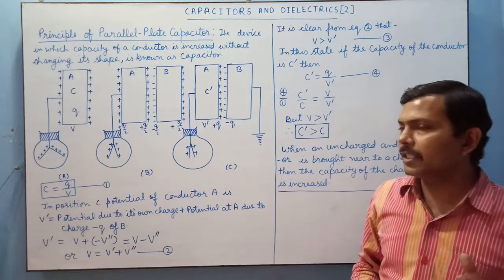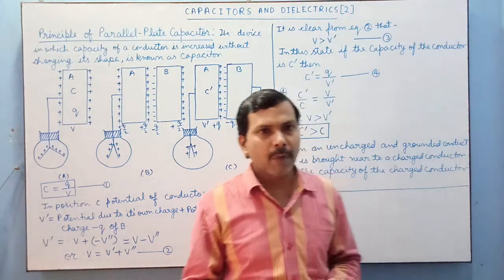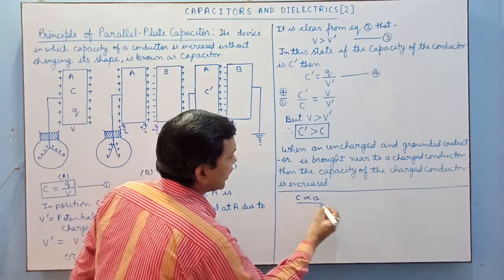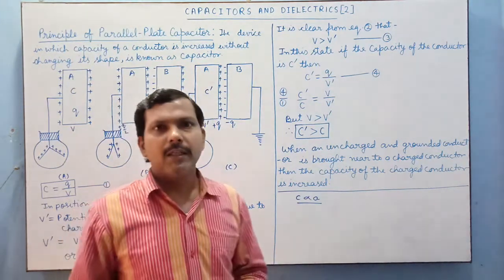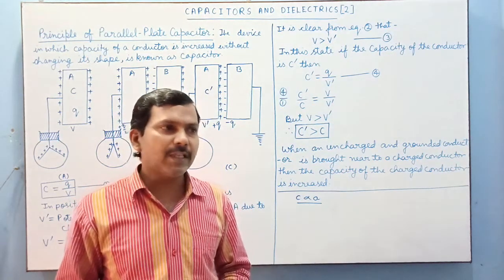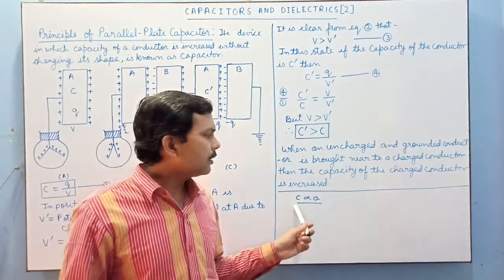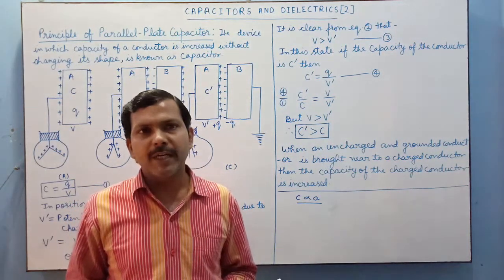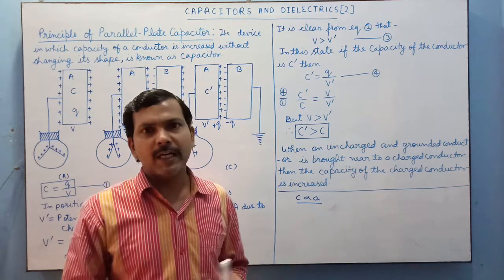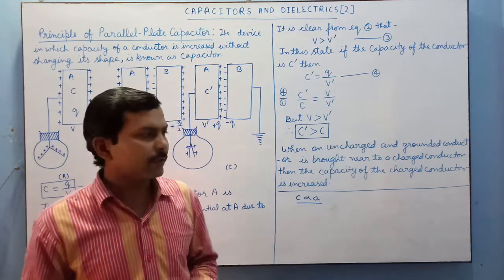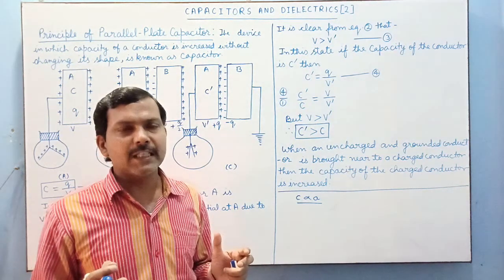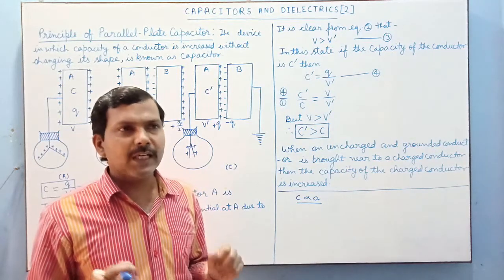We can increase the capacity of any conductor by increasing its size. As we know, C is directly proportional to A, so if the radius of any spherical conductor is increased, its capacity also increases. But it becomes inconvenient, or we cannot use such a conductor for any fruitful purpose. We can consider a conductor whose radius is equal to the radius of the earth.